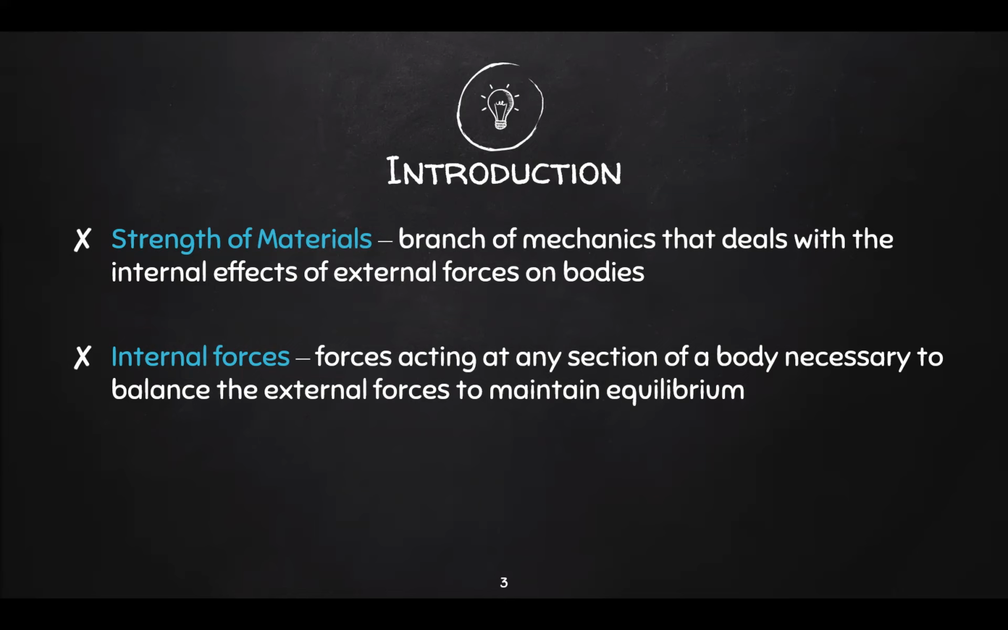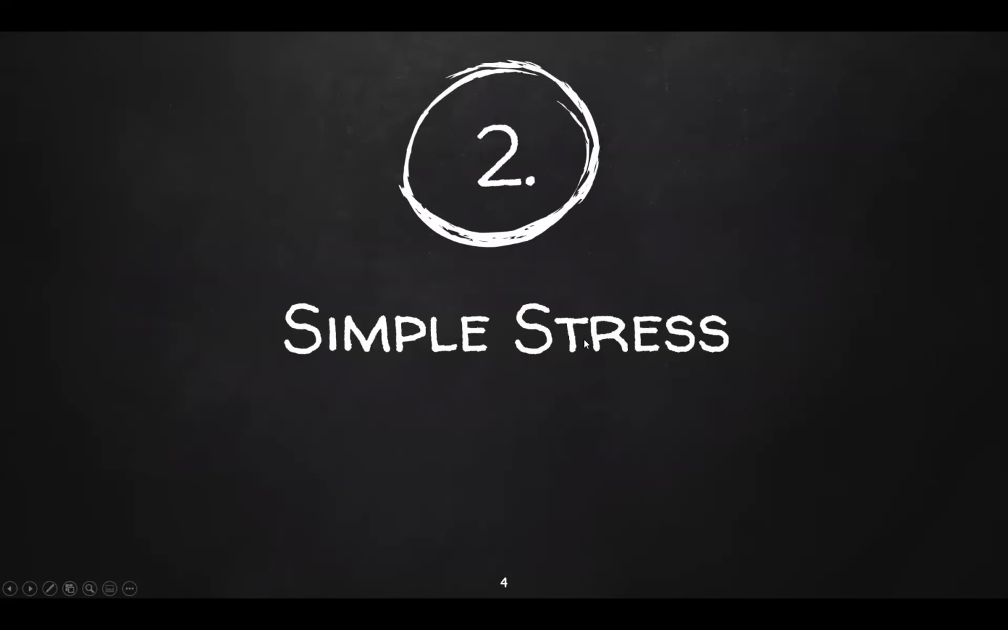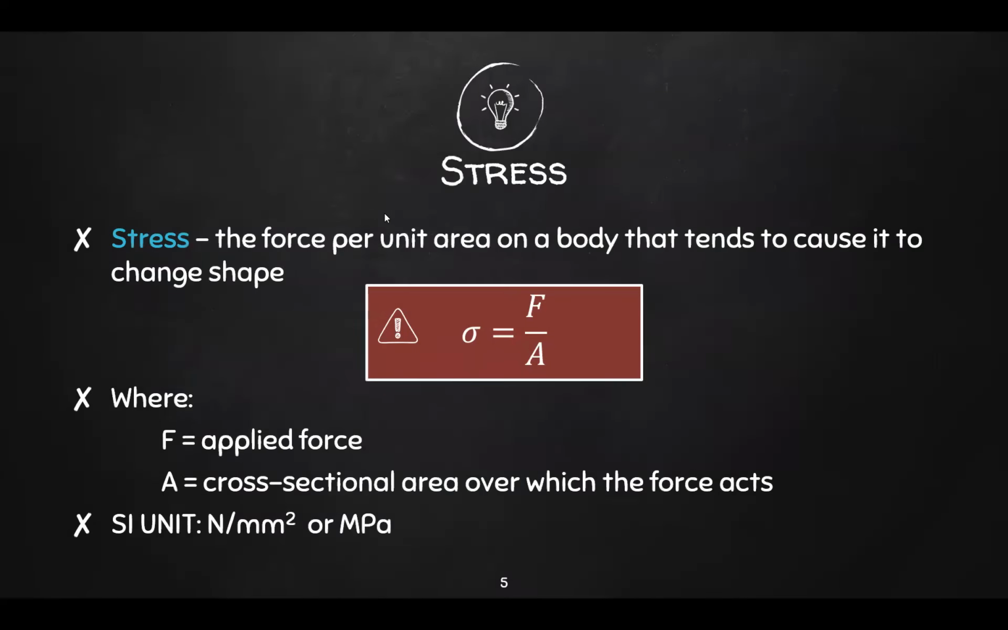In short, we're talking about deformation. Okay? Now, the kind of deformation or effect that we're concerned with is stress. Specifically, simple stresses for now. So generally, stress is the force per unit area on a body that tends to cause it to change shape. General equation is sigma equals F over A, force per area. F is applied force. A is cross-sectional area over which the force acts. So take note of those definitions.